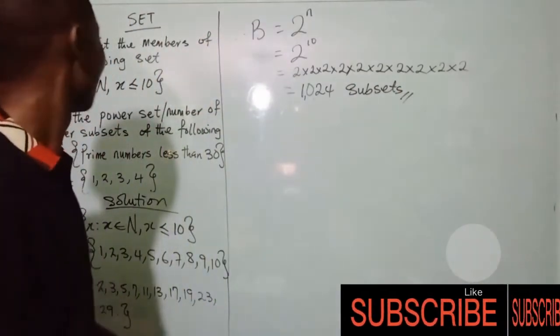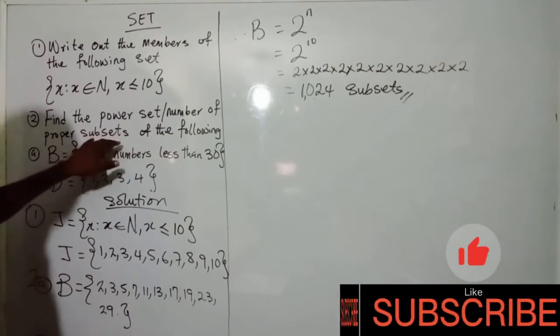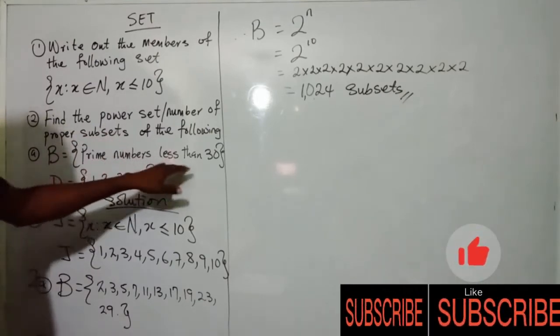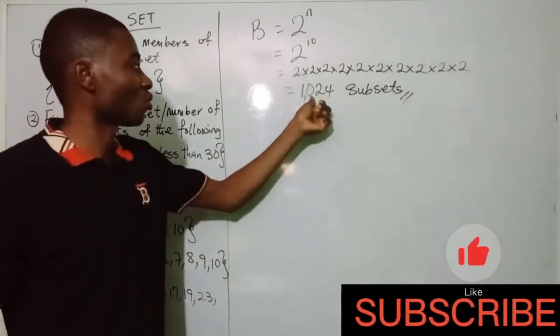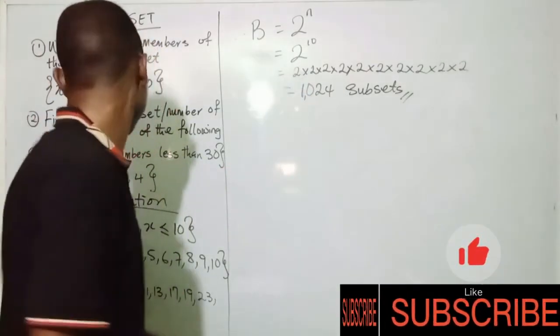So the number of power set or number of proper subsets of prime numbers less than 30 is equal to what? 1024. So that is it, not difficult at all.